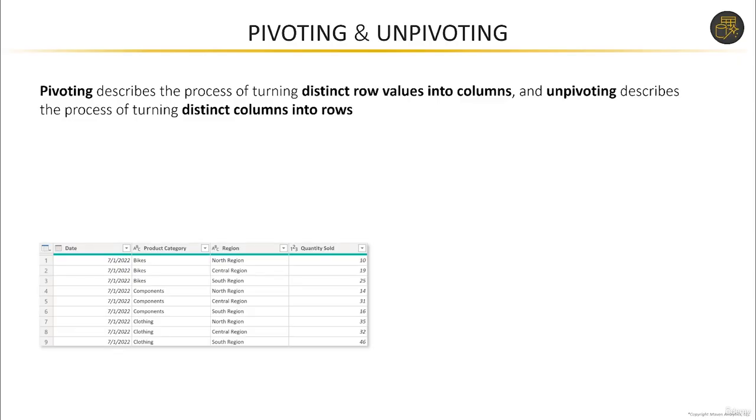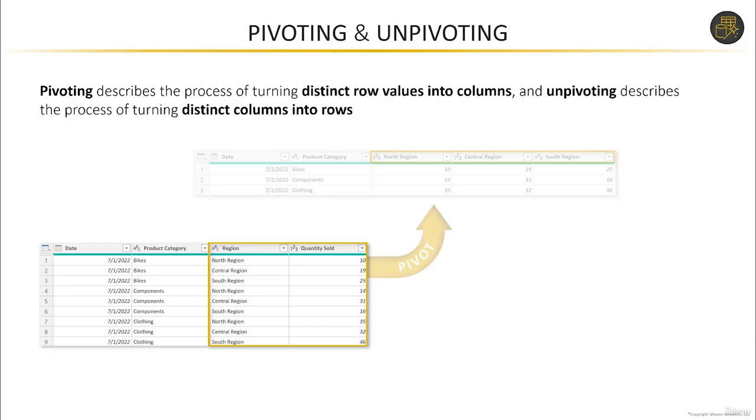So imagine you've got this simple table. You've got dates in the first column, followed by product categories, then region, and quantities sold. If we were to select the region and quantities sold columns, and then pivot this table, we would essentially take the region in each row and turn it into its own column. So instead of having a row for North region, we would have a column, and the same applies for Central and South regions too. So what we've basically done here is flip that table from a vertical format up into a horizontal format. We've turned rows into columns.